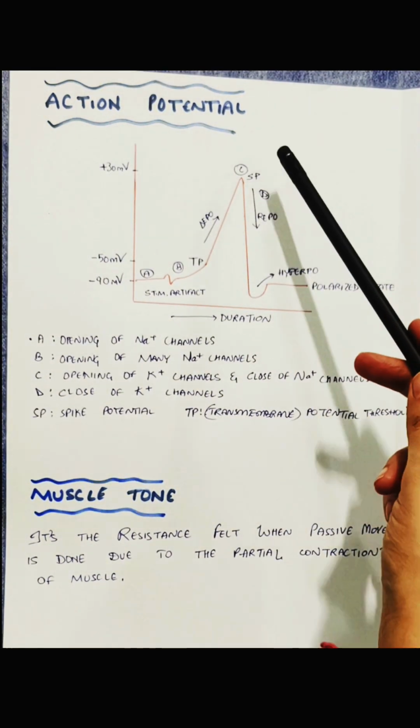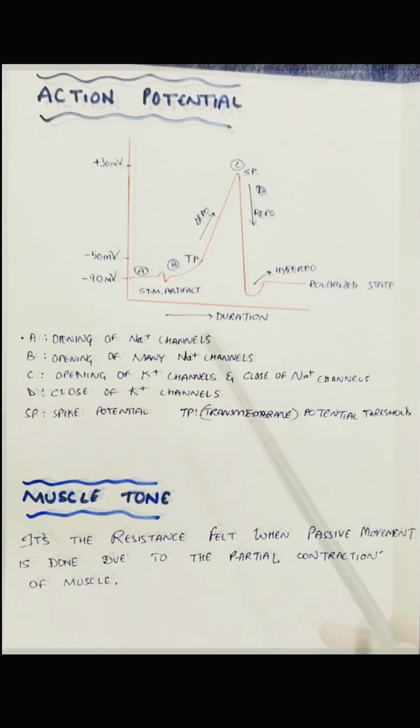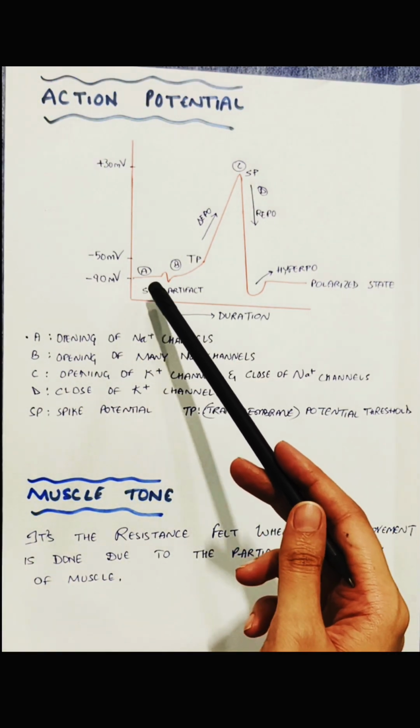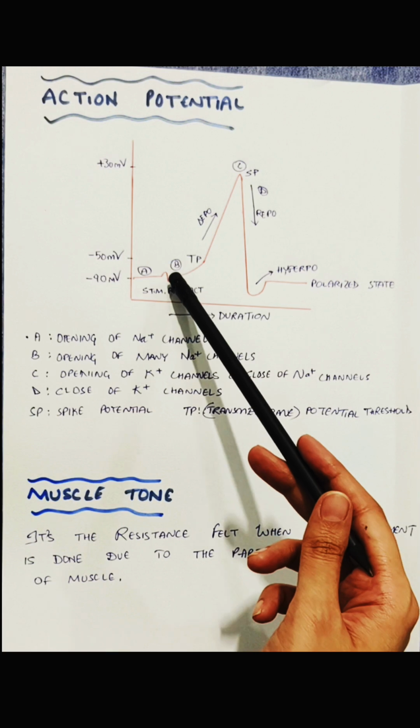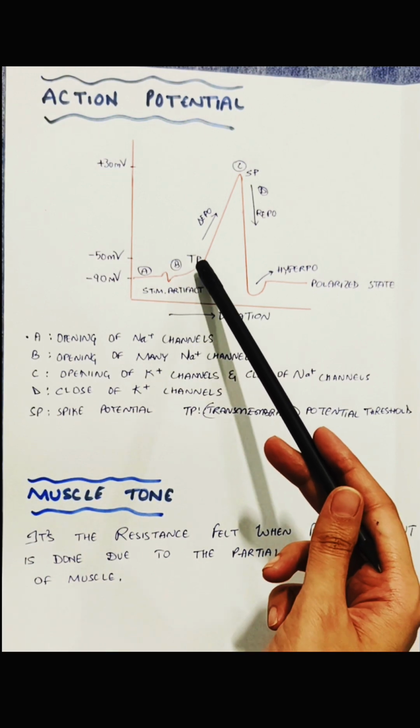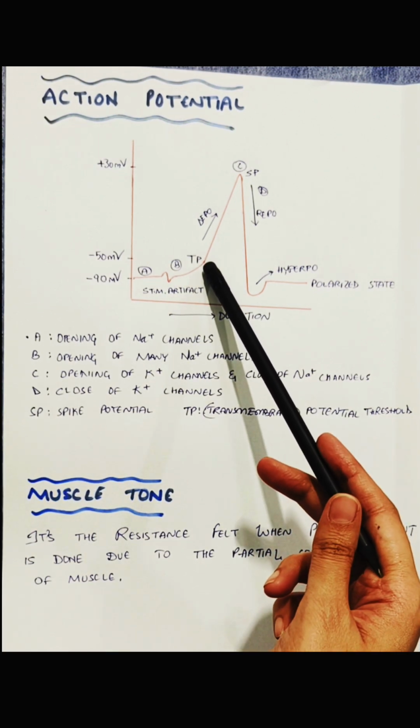Next is our action potential. Now action potential is the rapid sequence of changes in the voltage across a membrane. We can see that there is an opening of a sodium channel, and then there is opening of many sodium channels until it reaches a threshold potential.